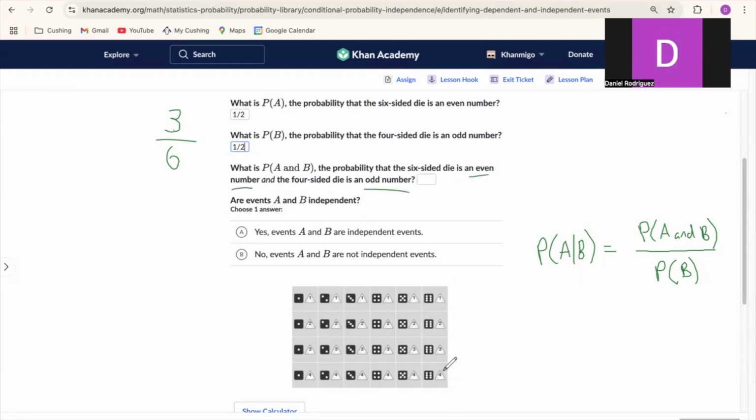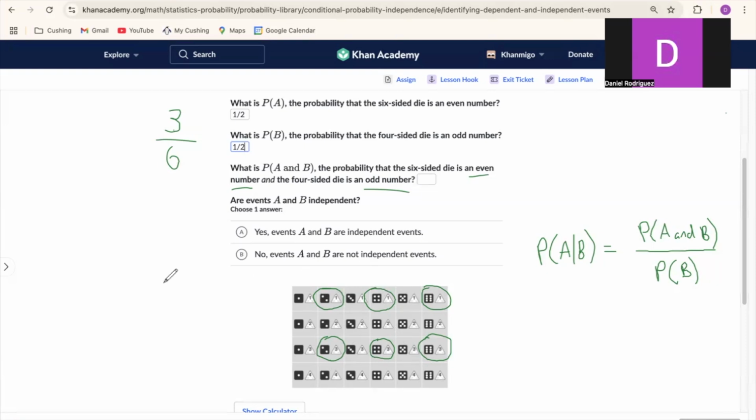So the even number on the six-sided die, all the sixes are good, but I also need an odd number on the four-sided die. So it's going to be this one and this one. That's even on the 6, odd on the 4. I can also do that here. Even on the first die, odd on the second die. I'm saying the first die is the six-sided die. Here I have even on the first die, odd on the second. So these 6 that I have circled, those are the only ones that work.